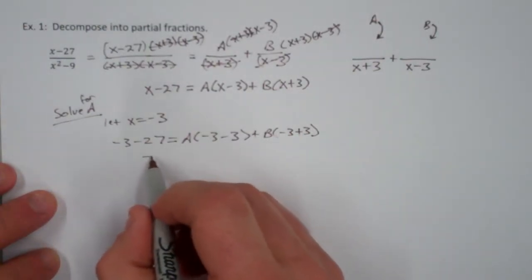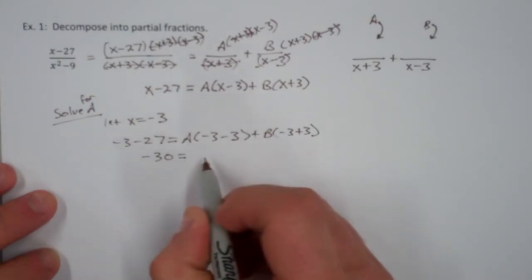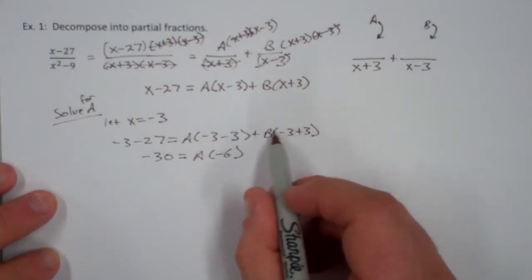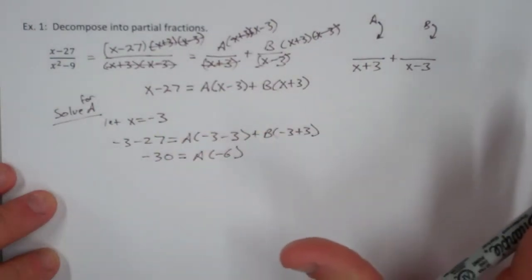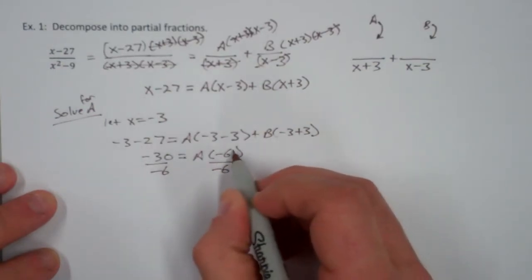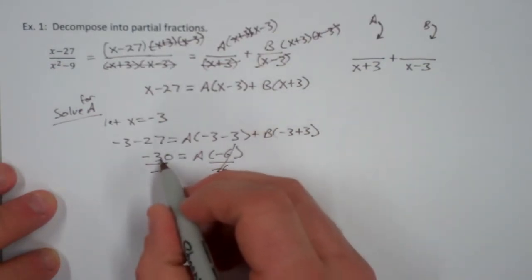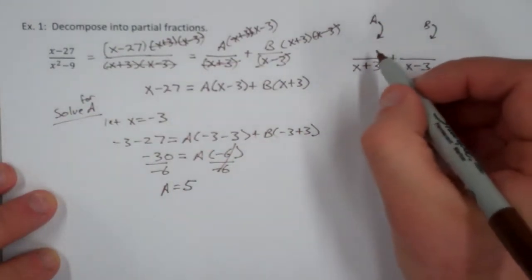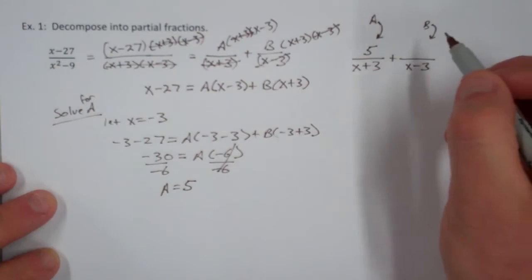Negative 3 minus 27 is negative 30. We'll have a times negative 6, and then b will be multiplied by 0, so it's gone. All we need to do now is divide by negative 6. Negative 6 over negative 6 is 1, and a in this case will be 5. So we can actually put that here at the top if you'd like.